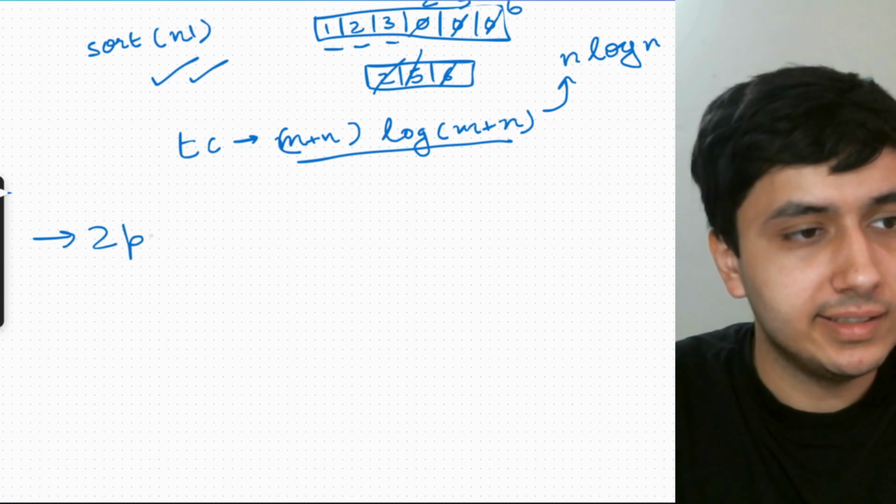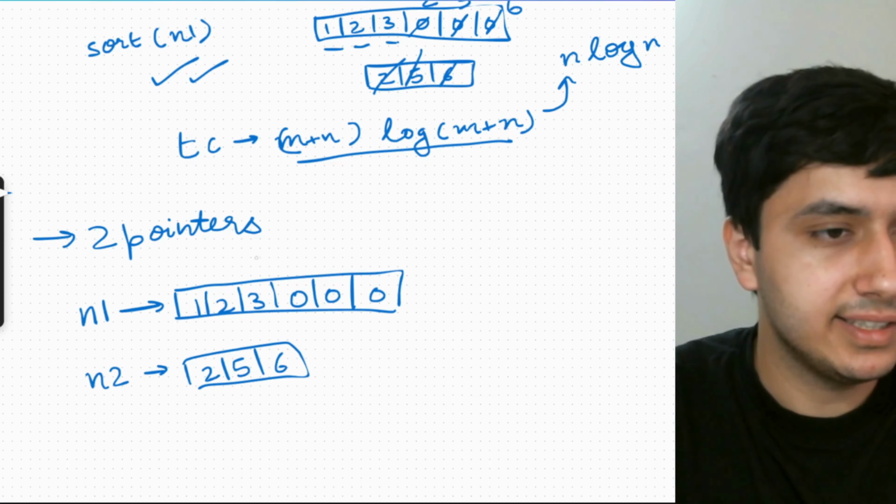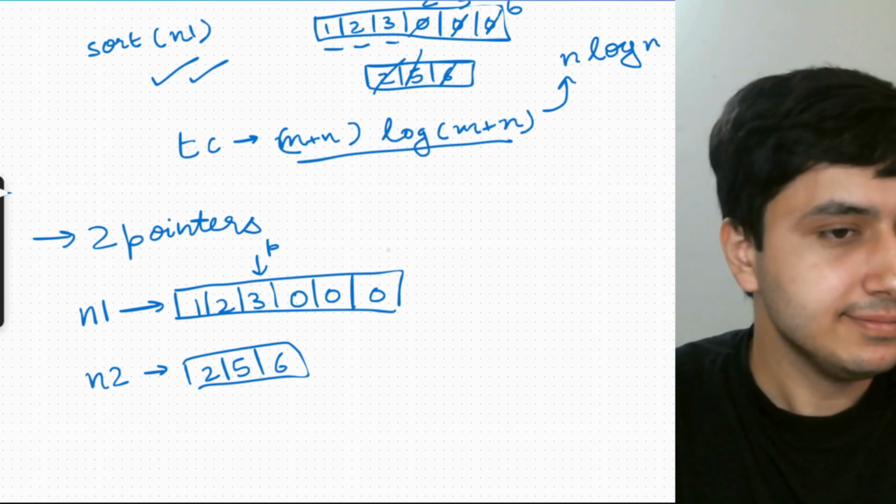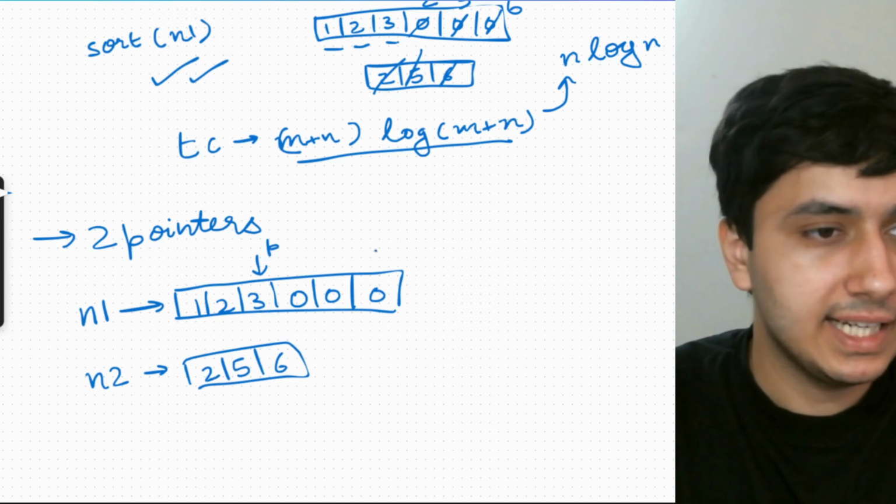I'll make the arrays again. Nums1 currently is 1, 2, 3, 0, 0, 0 and nums2 is 2, 5 and 6. We'll declare 3 pointers. We'll declare the first pointer at the distance m, we'll just call it p. We'll declare the second one p1 at the end of nums1, and we'll place the third pointer at the end of nums2 called p2.